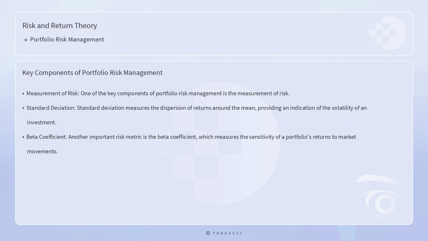One of the key components of portfolio risk management is the measurement of risk. There are various metrics used to quantify risk, with standard deviation being one of the most common. Standard deviation measures the dispersion of returns around the mean, providing an indication of the volatility of an investment. A higher standard deviation indicates greater volatility and, consequently, higher risk.